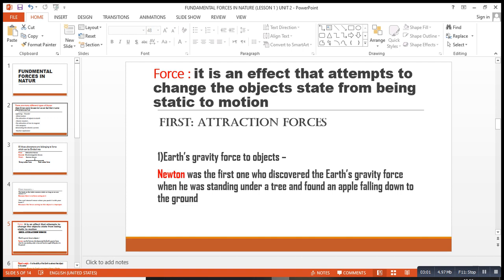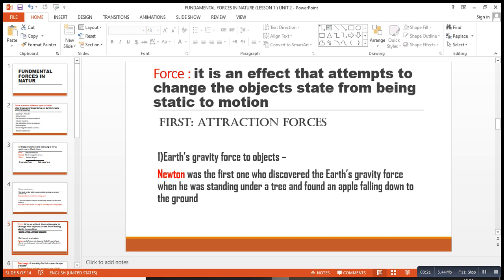We said we are going to study three types of force. Number 1 is attraction force. What does this attraction force belong to? It belongs to Earth's gravity force, as we studied in the first semester.